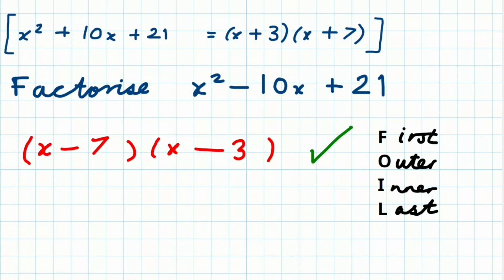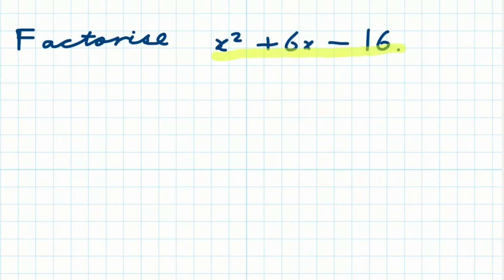Depending on the pattern of plus and minus signs in the expression we have to factorize, the factorization process will work slightly differently. The important thing to remember is that your factorized form has to multiply out to give what you started with. Let's try a slightly different one. X squared plus 6x minus 16. So we're going to try writing two brackets. Again, to get x squared, we need to write x at the beginning of both brackets.